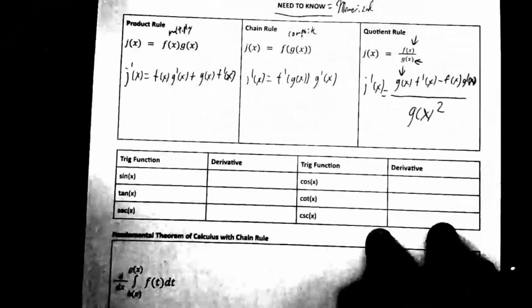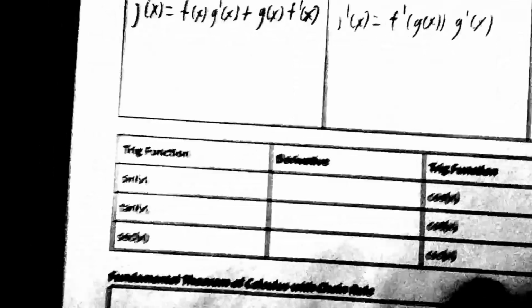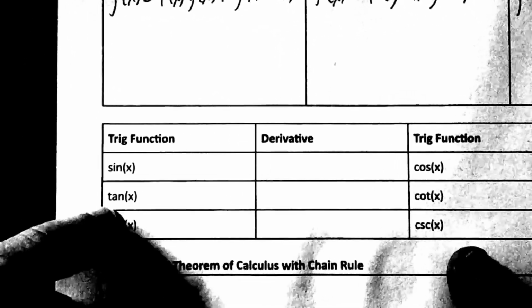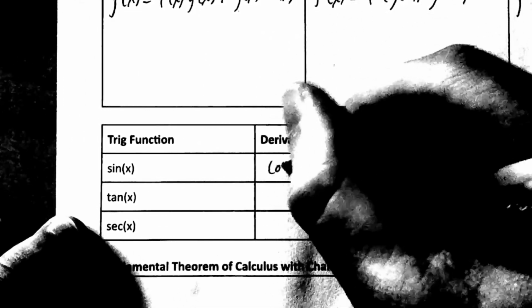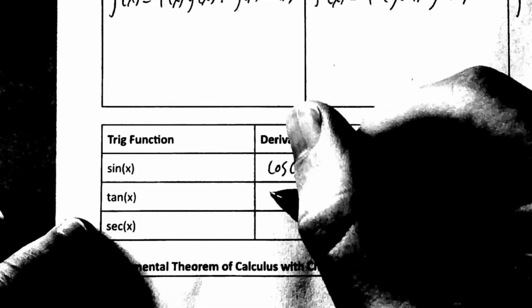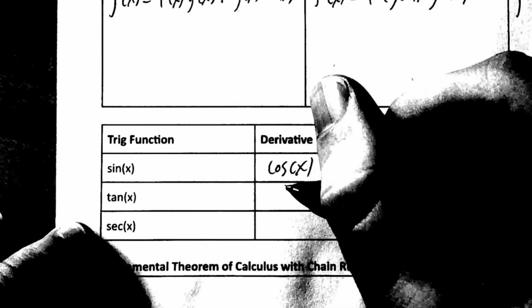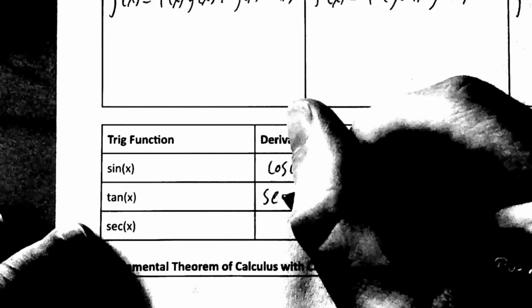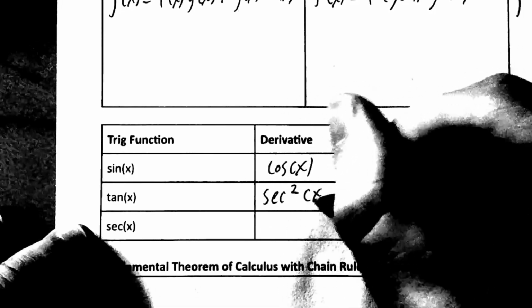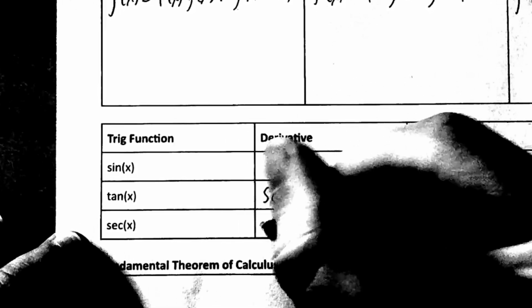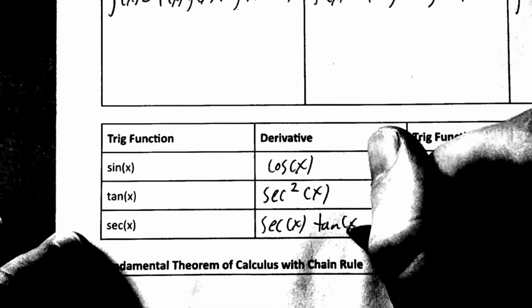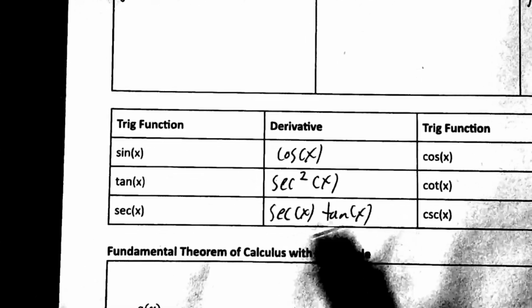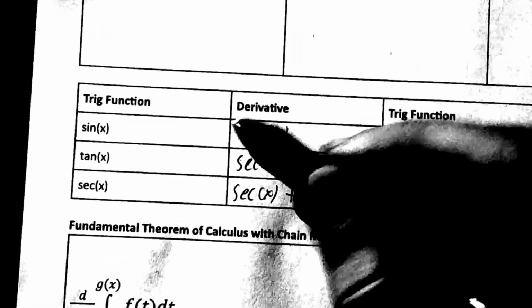Okay. Next up is the trig derivatives. So starting on the left here is sine, tangent, and secant. Derivative of sine is cosine of x. Derivative of tan is secant squared x, and derivative of secant x is secant x tan x, or tan x secant x. Doesn't matter. Order does not matter there. And these are all positive.